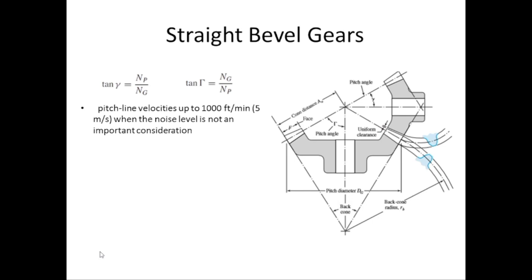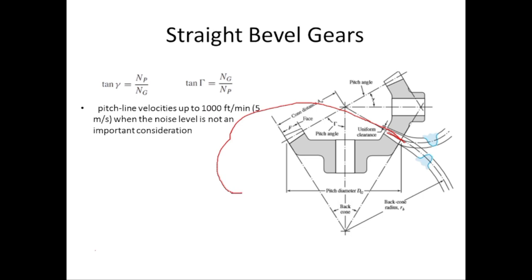We use straight bevel gears where the speed is about 5 meters per second or 1000 feet per minute, not more than that, and noise is not considered. If we do not want noise, then we should not use this type of gear. The noise here appears because of the line contact.